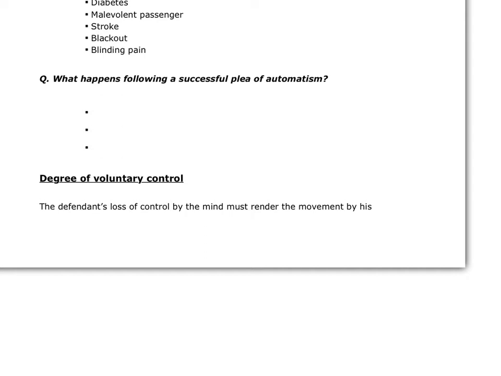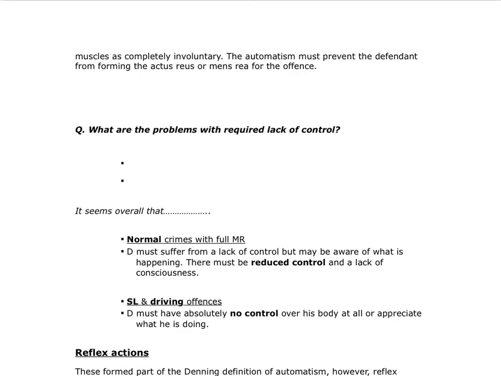So after the definition, we've got degree of voluntary control. We'll be able to summarise this certainly next week, where we just get to the key points that you need for application. So all this will make straightforward sense. The degree of voluntary control: the defendant, we know, must have a loss of control by the mind, which must render the movement of his muscles completely involuntary. The automatism must prevent the defendant from forming either the actus reus or the mens rea for the offence. It can be both. So in short, what we're looking for is that D had a lack of voluntary control.